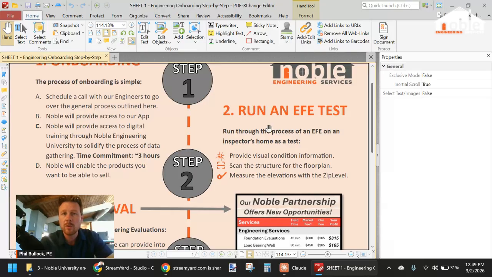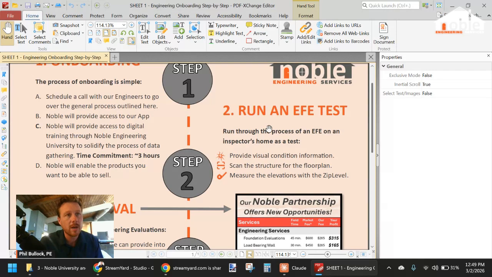So an EFE requires a zip level tool. It is the longest template to run through. It asks the most information. It is going to ask the visual condition assessment of the home, along with the elevations of the home, floor plan scan. So what we want you to do is get to where you run an EFE for us. That's the ultimate goal.